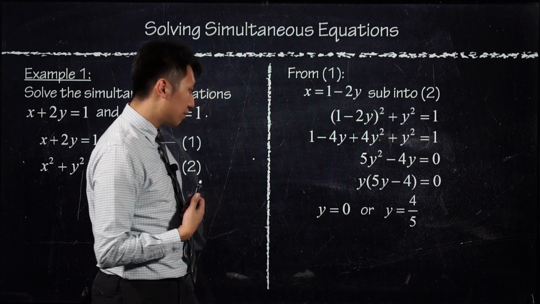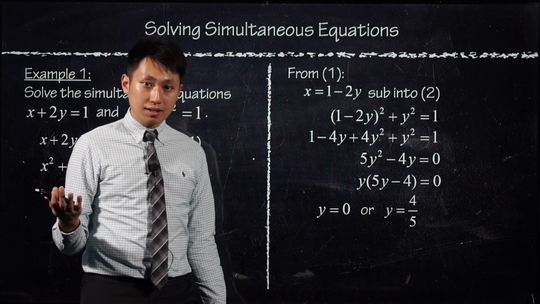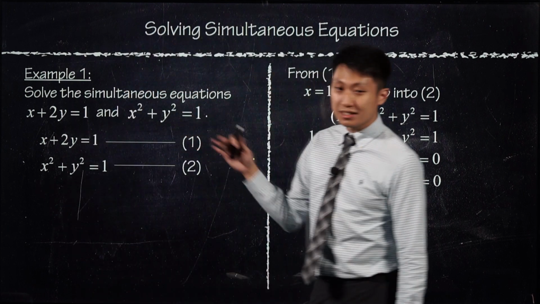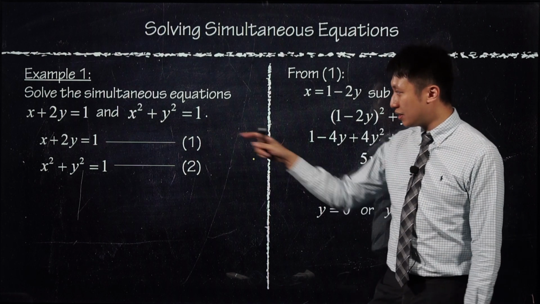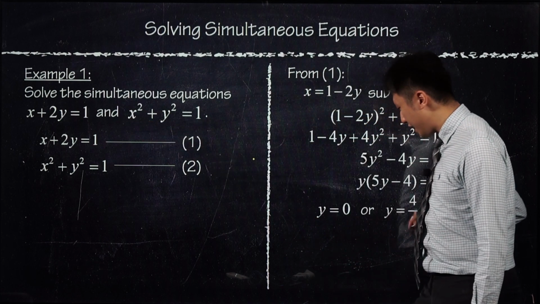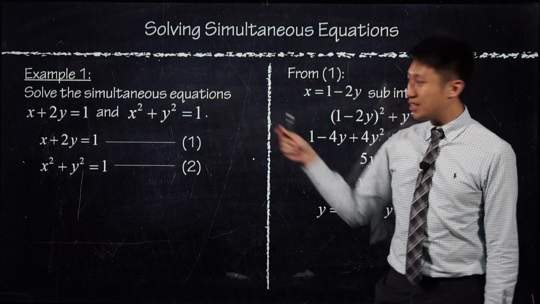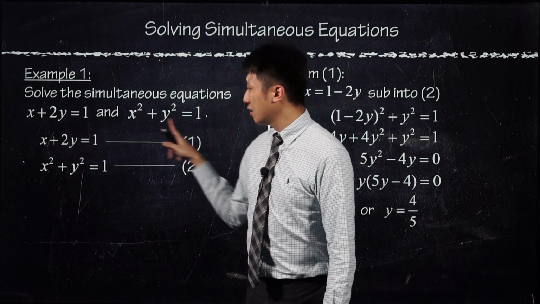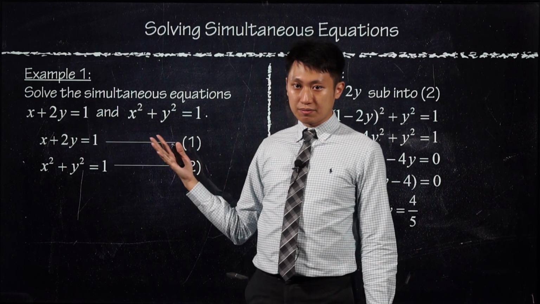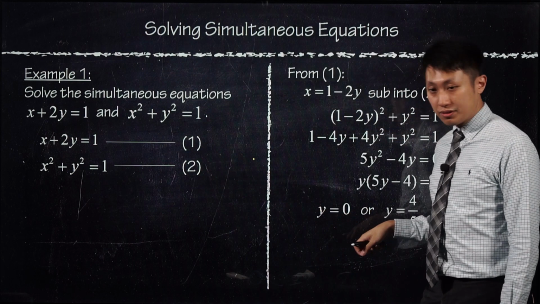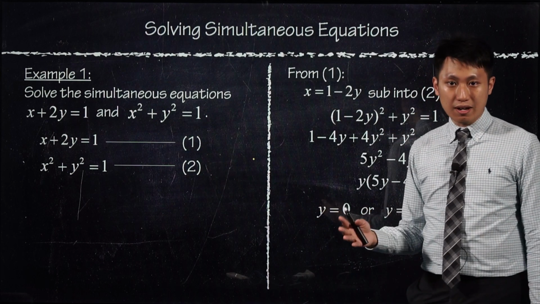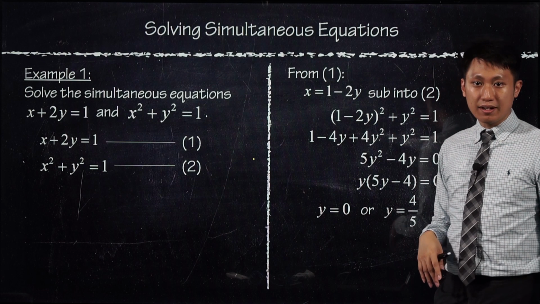Okay, so now, am I done? I want to solve these simultaneous equations. Then I get something like y values. So solving means solve all the variables. Okay, so y equals 0 and y equals 4 over 5 is not enough. I need to sub it back and find x.